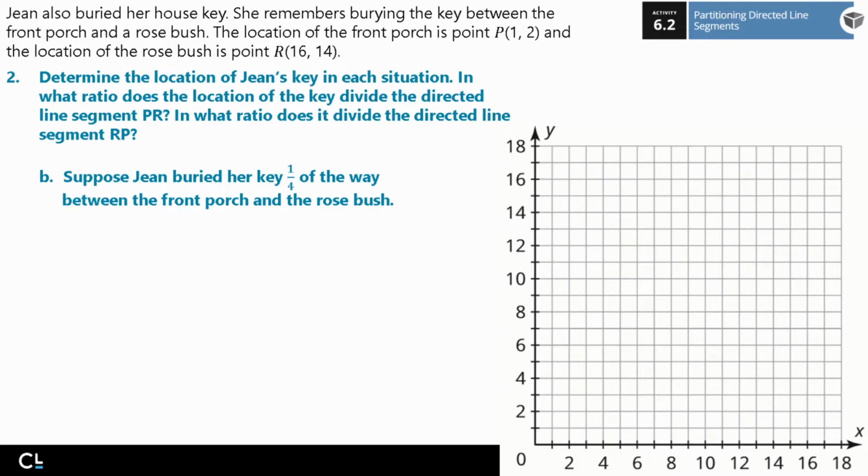So our next problem, we have the same situation, except now it changed where she buries her key. It's 1/4 of the way between the front porch and the rose bush. So once again, let's start off by plotting our original points. (1, 2) is going to be P, and then (16, 14) is going to be R. And now we have to think about how we can plot this point so that it's a quarter of the way through.